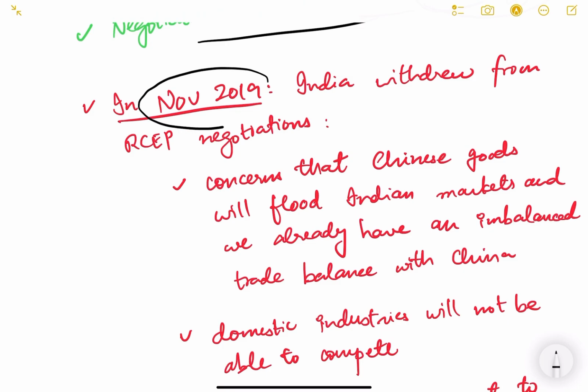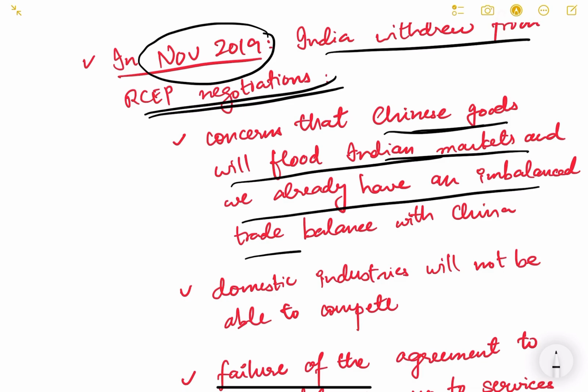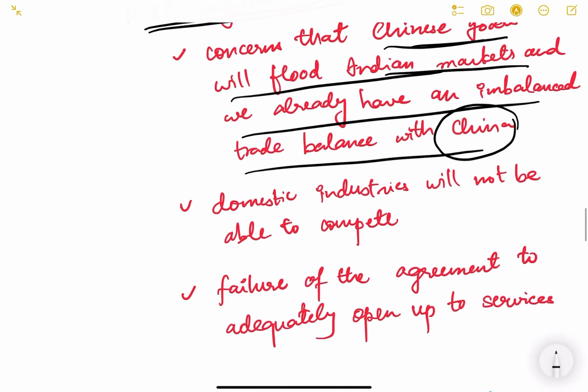In November 2019, finally what happened, India withdrew from the RCEP negotiation. India said that I don't want to be part of RCEP as of now, because of certain concerns. One of the biggest concerns was that India thought that Chinese goods will flood the Indian markets, and we already have an imbalanced trade with China. So India was afraid that if we sign this RCEP agreement, it will open up our market freely for Chinese goods, and our trade deficit with China will further increase.